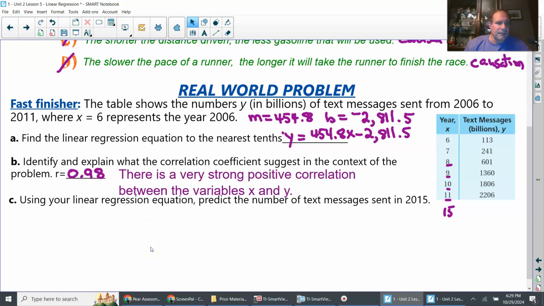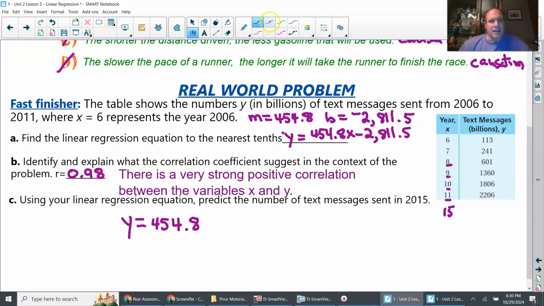Using your linear regression equation, predict the number of text messages sent in 2015. So you have your equation here. And so now I'm just going to put down y equals 454.8. And instead of the x, I am going to substitute 15 in. And then minus 2,811.5.